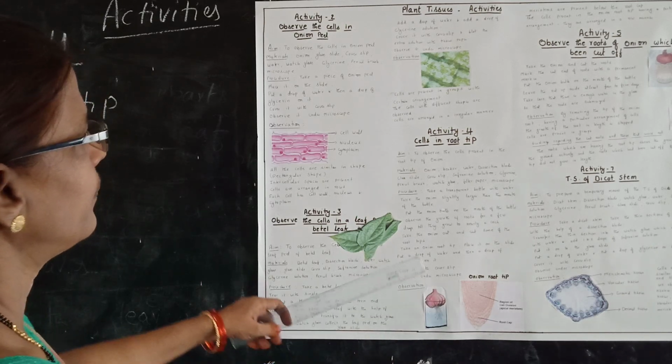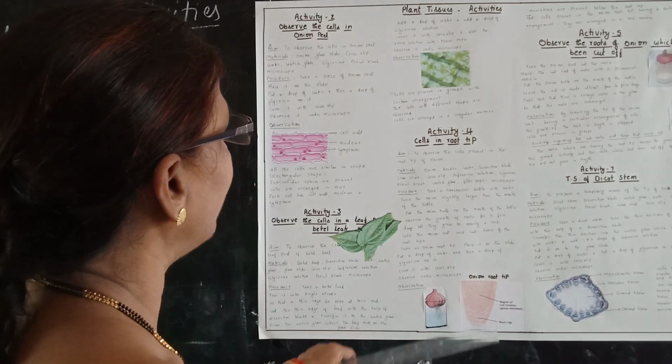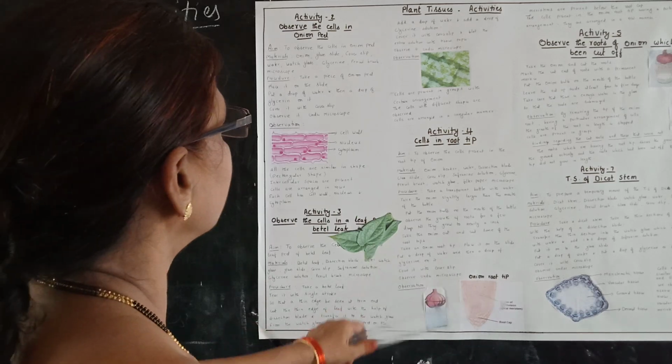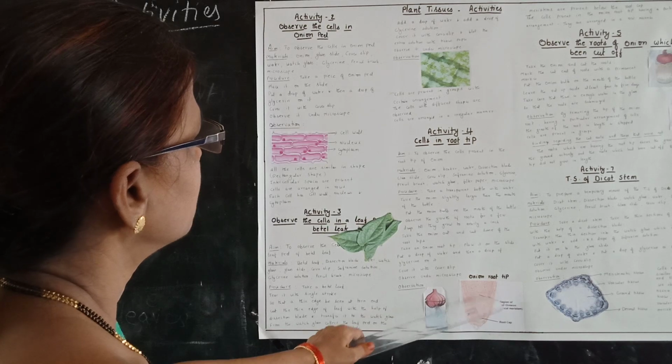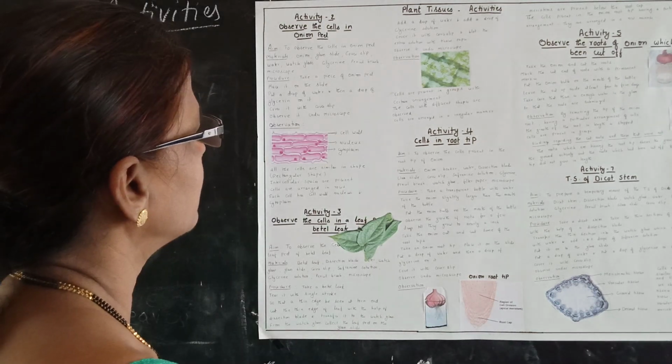What we observe: the cells present in the onion root tip have a particular arrangement. They are arranged in a row manner. So meristems are present below the root cap.